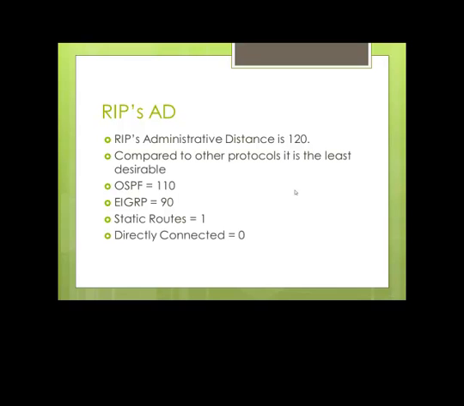RIP's administrative distance is 120. Compared to all the other routing protocols that we will learn about in this class, it is the worst one. OSPF is 110, EIGRP is 90, static routes are 1, and directly connected networks are 0. So if we had a choice between a RIP route and an OSPF route, we would choose the OSPF route. Again, the lower the administrative distance, the better the route.